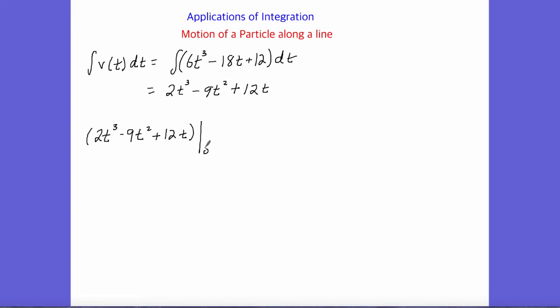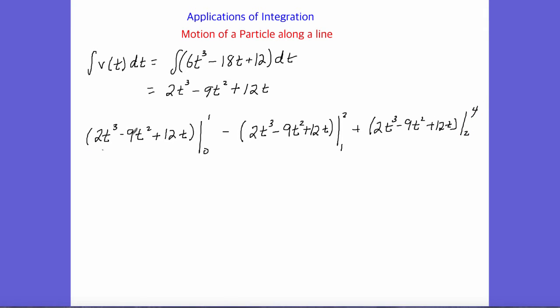We have to evaluate each of our integrals with respect to the limits of integration. The first one was from 0 to 1. Then we're going to subtract off 2t cubed minus 9t squared plus 12t from 1 to 2, and then add the one from 2 to 4. We evaluate, simplify, and combine like terms. When you plug in the limits and apply the fundamental theorem of calculus, you end up getting 34 units. That's the total distance the particle traveled between 0 and 4 seconds.